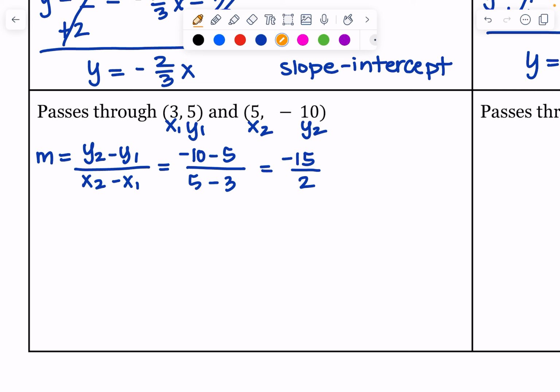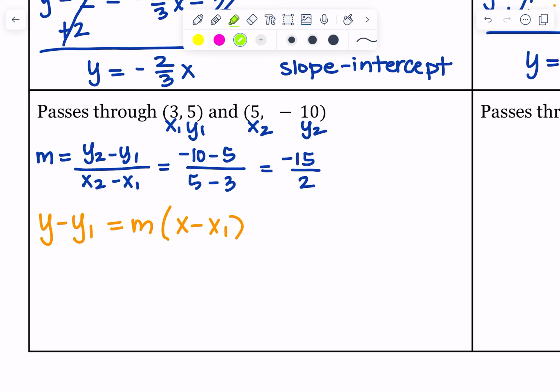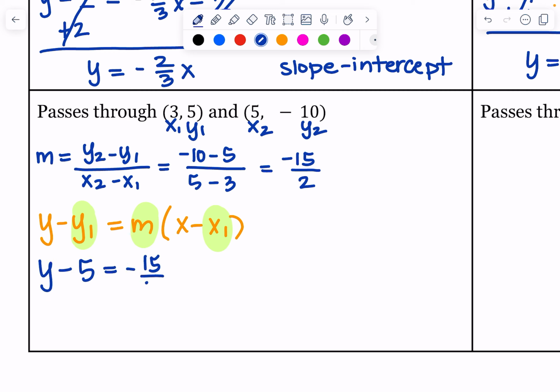I'm going to use my point slope formula. So y minus y1 is equal to m times x minus x1. I'm going to be plugging in for y1, m, and x1. And I'm going to get y minus 5 is equal to negative 15 over 2 times x minus 3. This is point slope form.